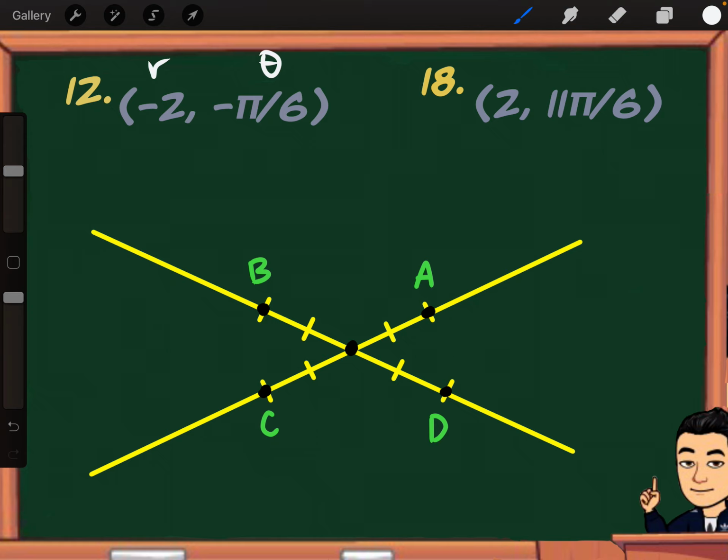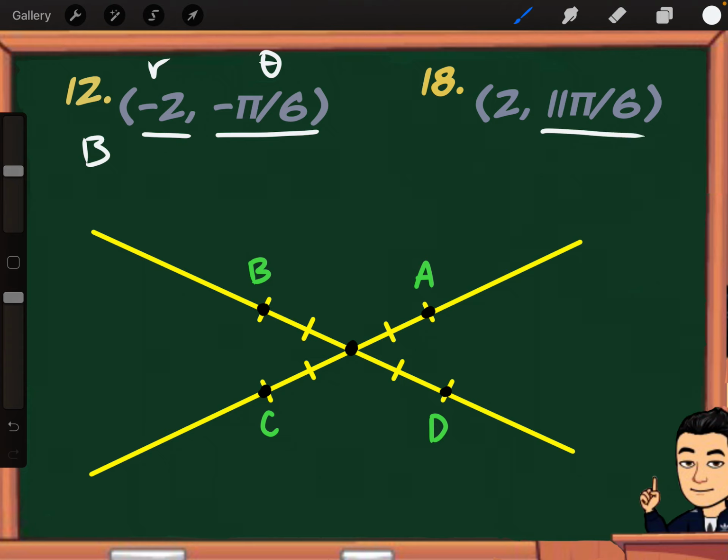So first of all, understand that in order to find that point, you're going to have to start with the theta, which is -pi over 6, which is going to be right here on this line. Okay, but the radius is -2, so you have to go backwards. So point B is going to be the answer for number 12. Okay, so erase that. Let's check out number 18.